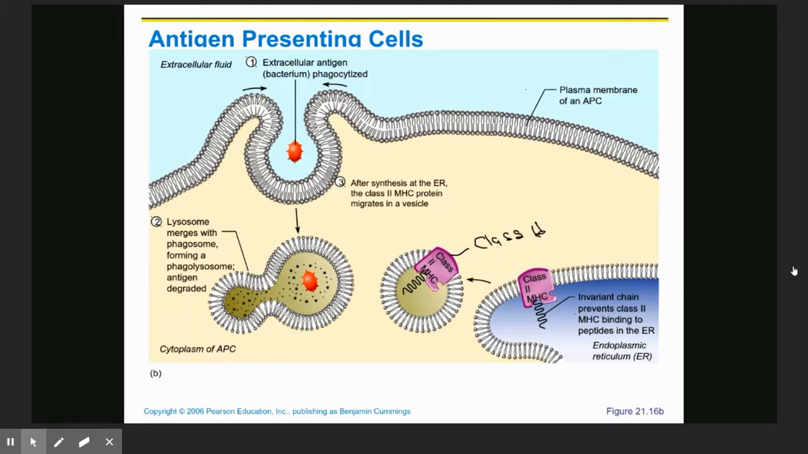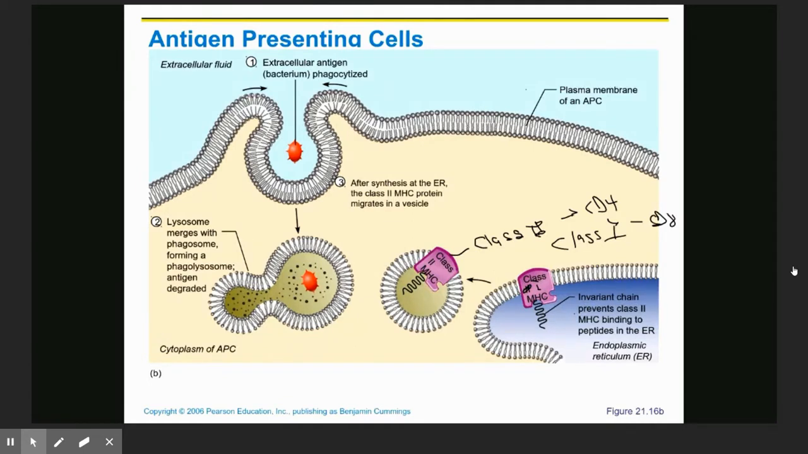An MHC class 2 can only hook up with CD4. So I'm going to process it. I'm going to attach it. It doesn't have to be, though. Let's pretend this is a MHC class 1, because remember, antigen presenting cells have both. So I could also process it with this MHC class 1. Remember, MHC class 1 hooks up with CD8. So I could have 2 on the surface.